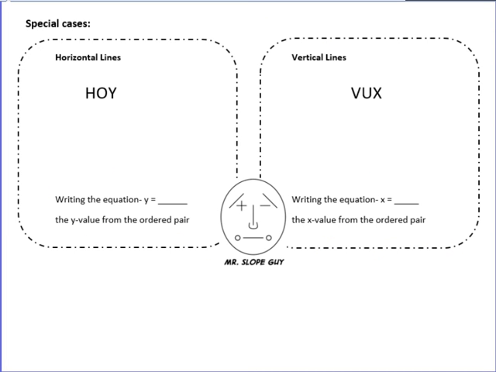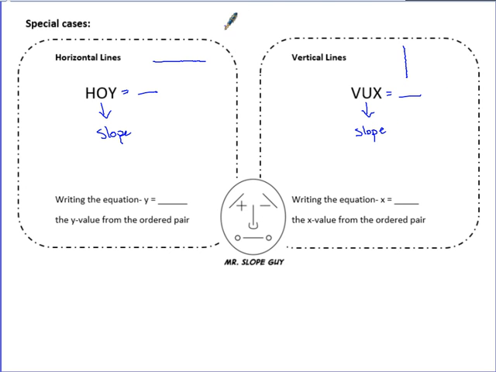All right, and then the last thing that we need to talk about is the special cases. So the horizontal lines, the ones that go straight across, and the vertical lines, the ones that go straight up and down. HOY and VUX are just two ways to remember things. So horizontal lines have a slope of 0, and their equation is y equals some number. Vertical lines have an undefined slope, and their equation is x equals some number.